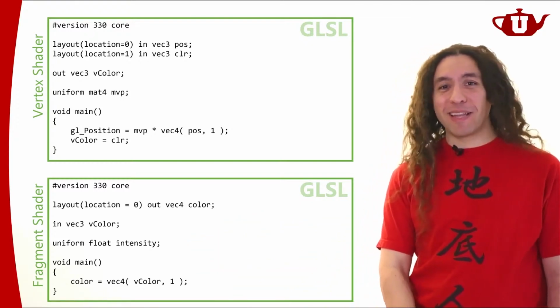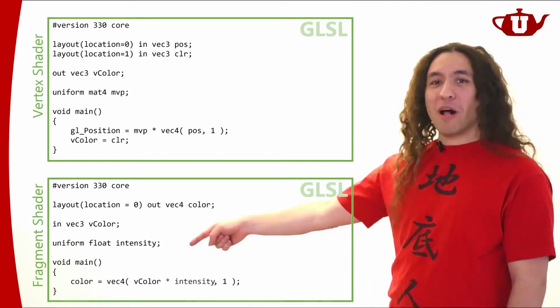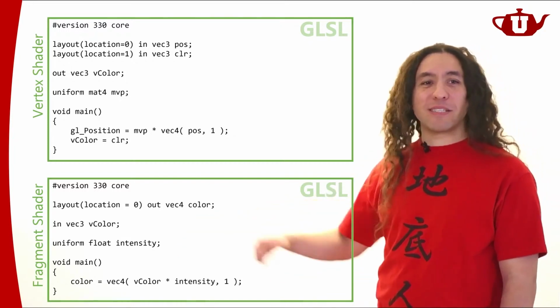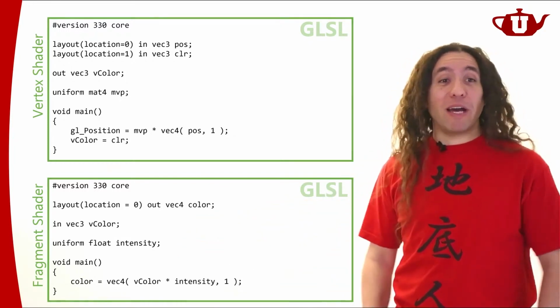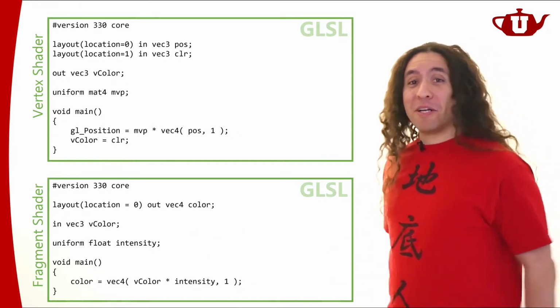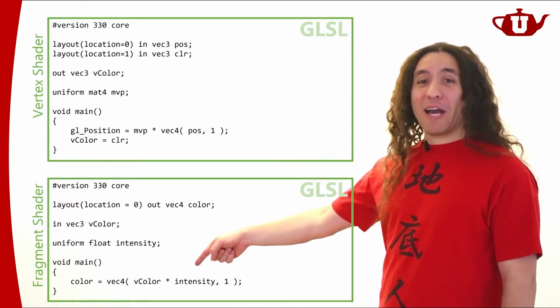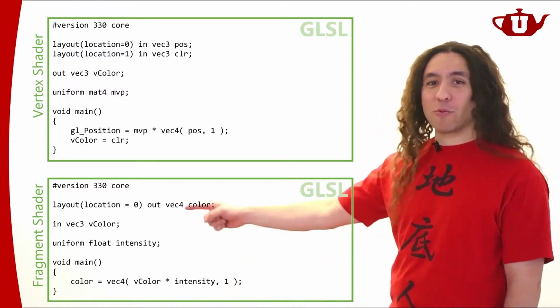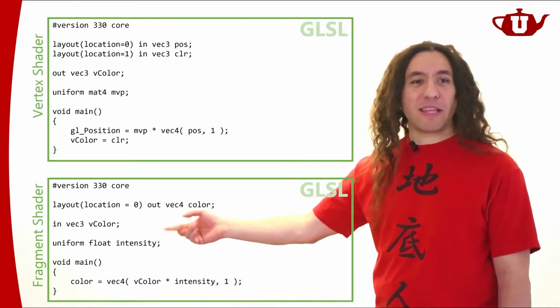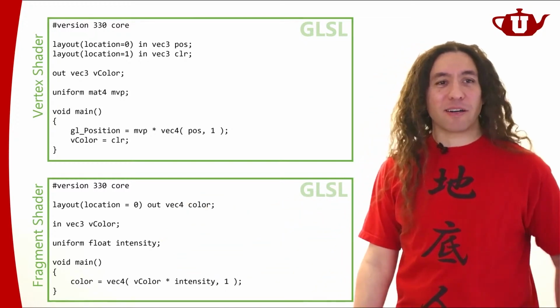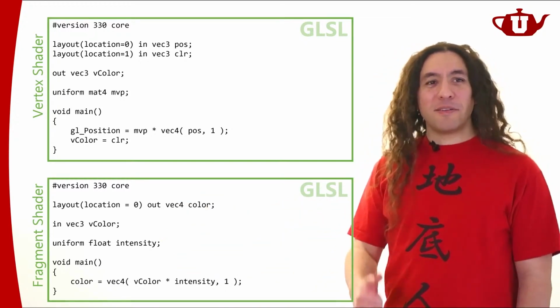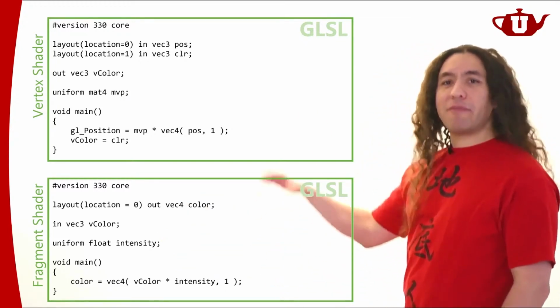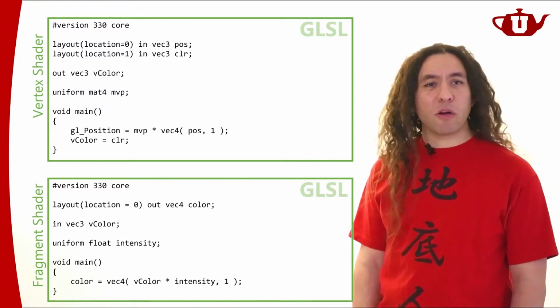So let's use it. Let's say that I'm going to multiply the color with this intensity. Why not? All right, so with this intensity control, I can make my color darker if I want to. So if I set it to 1, it's going to be the same color. If it's anything smaller than 1, it's going to get darker and darker. Good. So this is a very typical GLSL workflow.